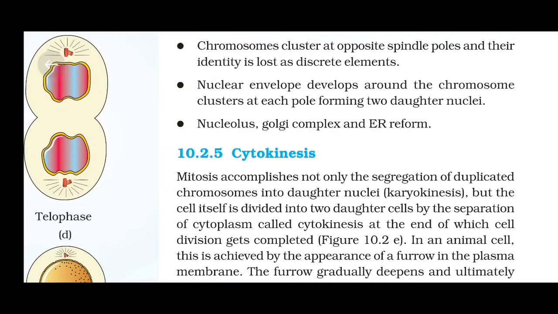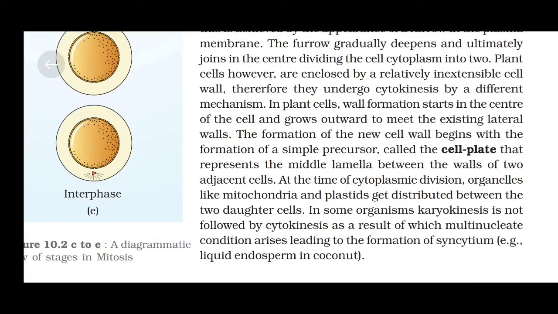In an animal cell, this is achieved by the appearance of a furrow in the plasma membrane. The furrow gradually deepens and ultimately joins in the center, dividing the cell cytoplasm into two. Plant cells, however, are enclosed by a relatively inextensible cell wall. Therefore, they undergo cytokinesis by a different mechanism. In plant cells, wall formation starts in the center of the cell and grows outward to meet the existing lateral walls. The formation of the new cell wall begins with the formation of a simple precursor called the cell plate that represents the middle lamella between the walls of the two adjacent cells.